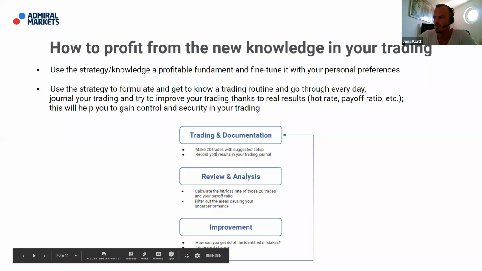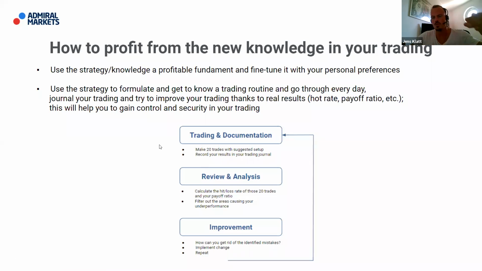So you start out with, let's say, downloading a demo from the website from Admiral Markets. You make the first 20 trades in a demo environment. You record the results in your trading journal. Next, you calculate things like hit rate or loss rate of these 20 trades, the payoff ratio, so average gain to average loser, for example.